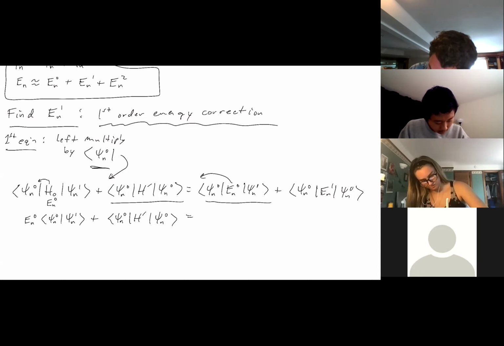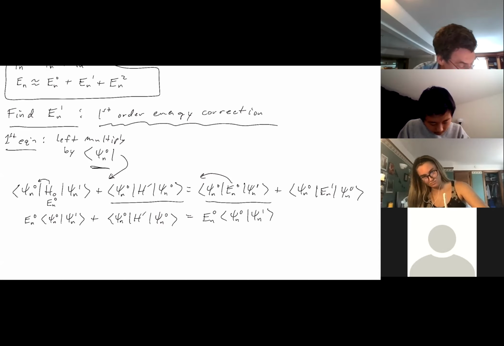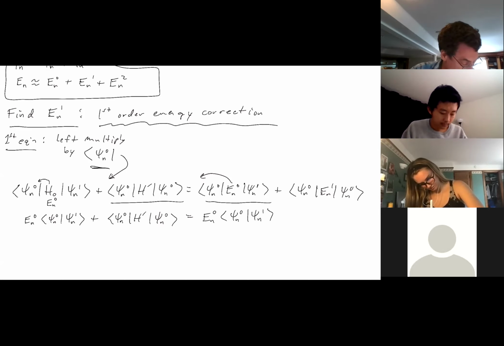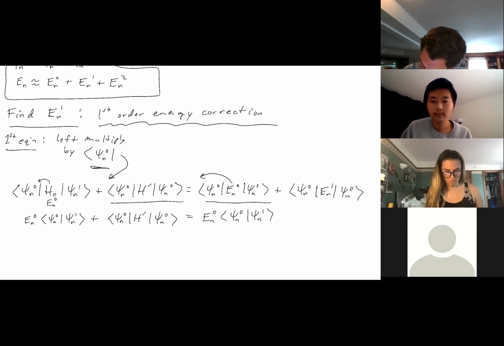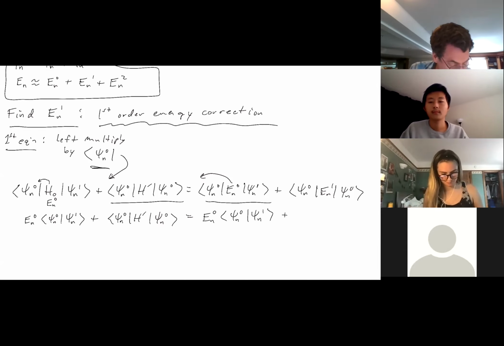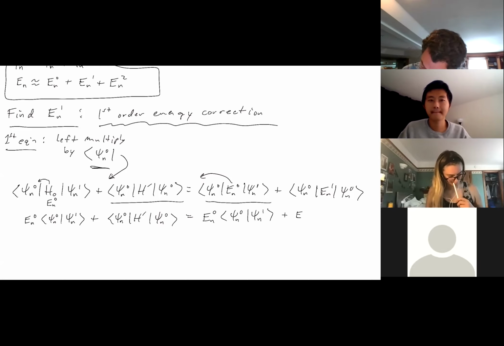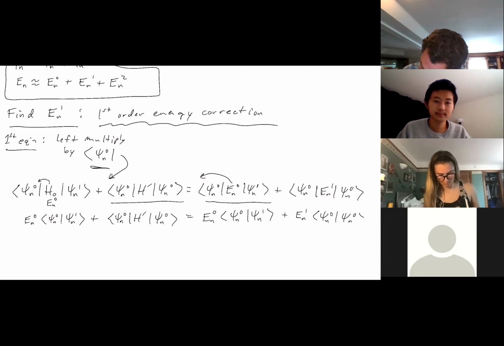So this is equal to then E_n^0 <psi_n^0|psi_n^1>, that's right, let me make sure, and then plus E_n^1 <psi_n^0|psi_n^0>.